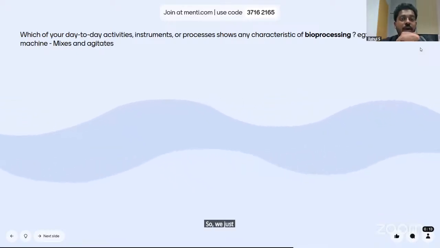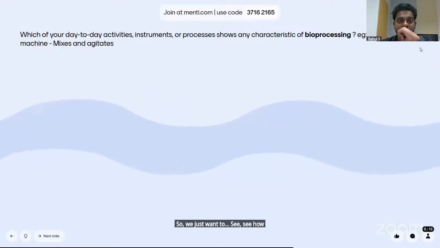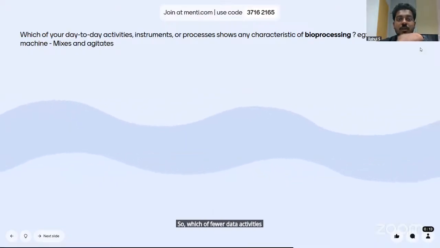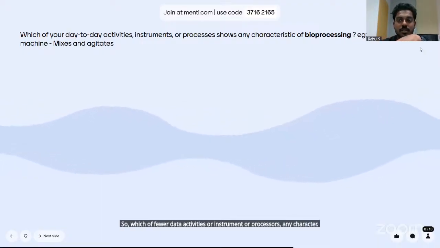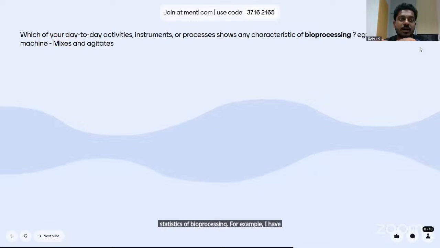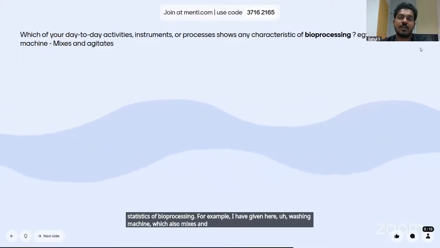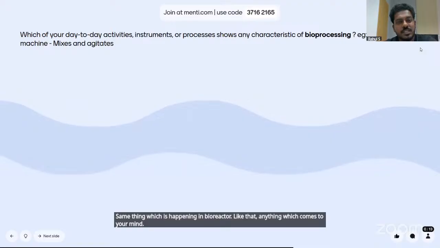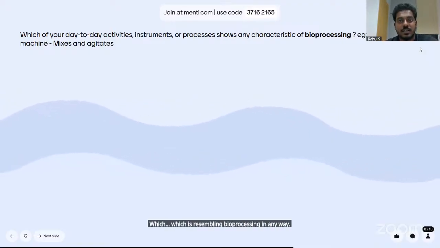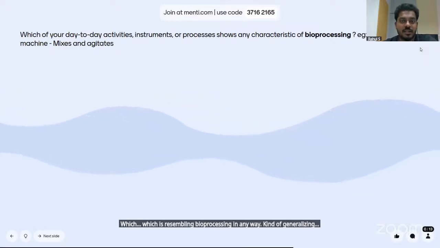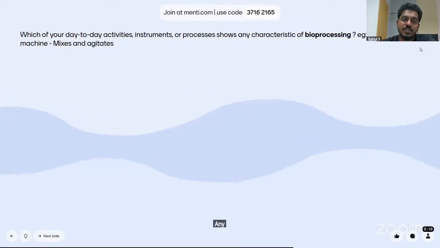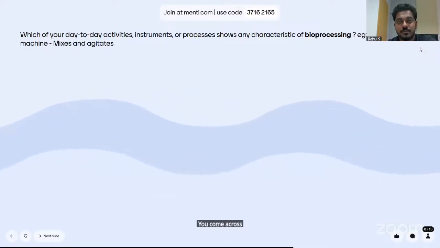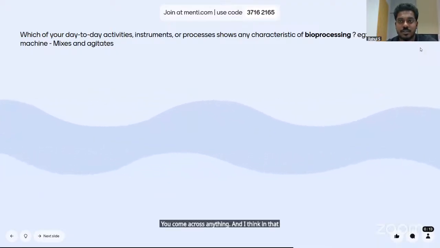We just want to see how you have understood the bioreactor and bioprocessing. Which of your day-to-day activities, instruments or processes show any characteristics of bioprocessing? For example, I have given a washing machine here, which also mixes and agitates, the same thing that happens in a bioreactor. Anything that comes to your mind resembling bioprocessing in any way, such as sterilizing or maintaining temperature. Can you think in that perspective and answer this question?